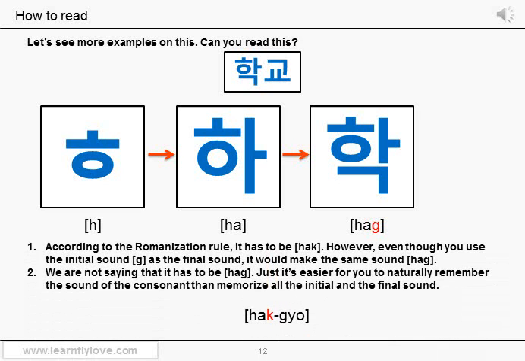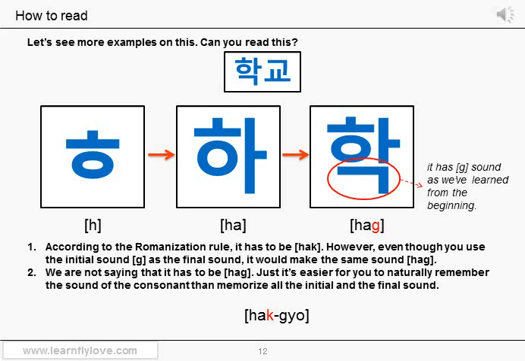According to the romanization rule, it has to be H-A-K, Hak. However, even though you use the initial sound G as the final sound, it will make the same sound Hak. We are not saying that it has to be H-A-G. It just might be easier for you to naturally remember the sound of the consonant than memorize all the initial and the final sounds separately.